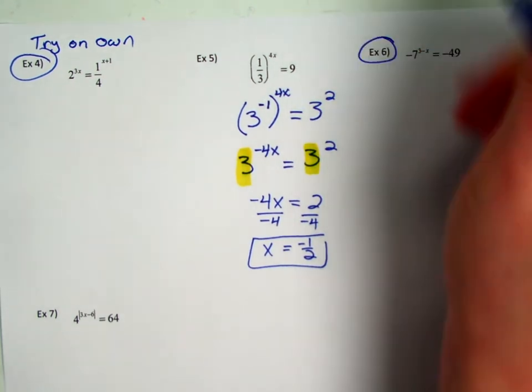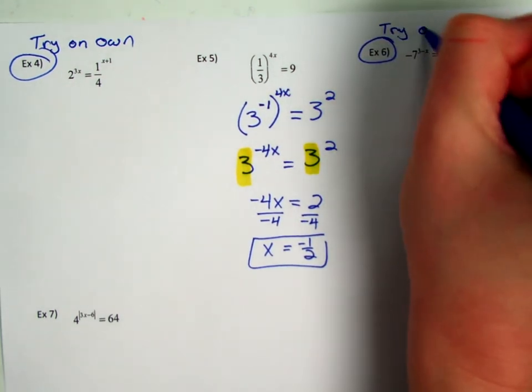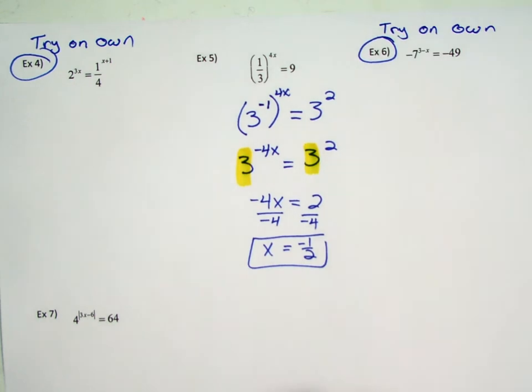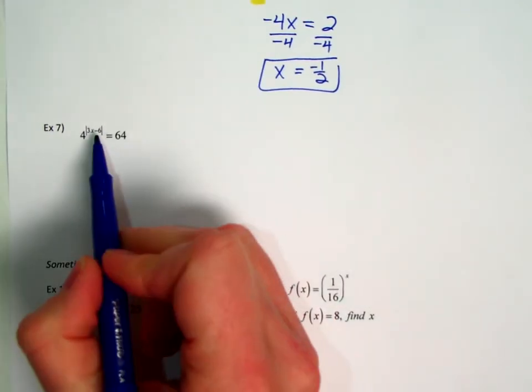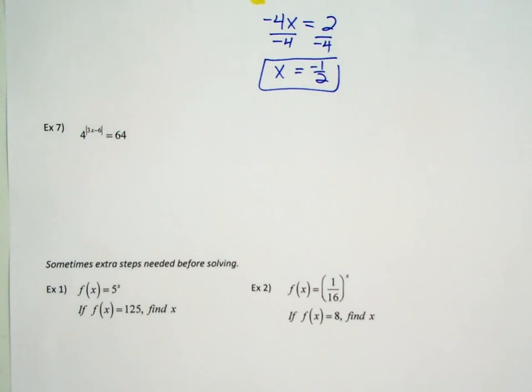Again, example 6 is going to be a try on your own that we'll check tomorrow in class. But we're going to do number 7 together. And the reason why is because of this absolute value. But don't let that absolute value throw you, okay? Because the idea is still the same.